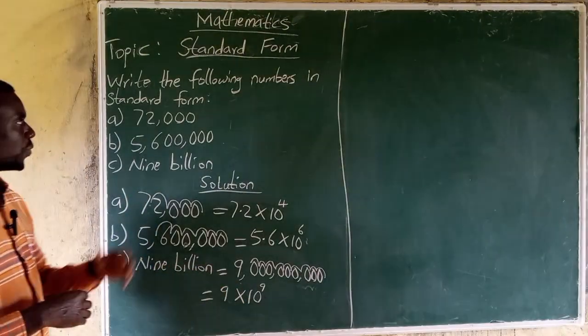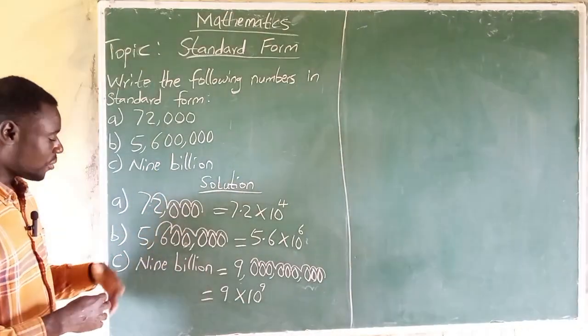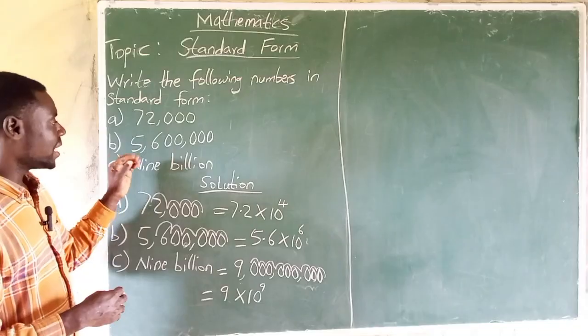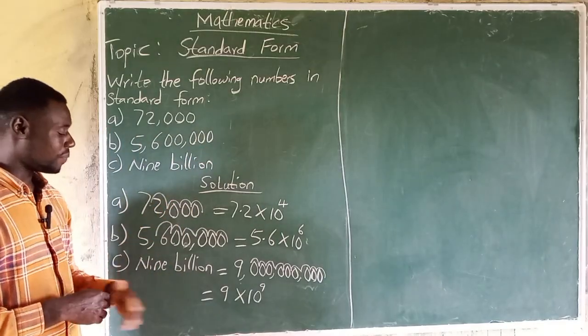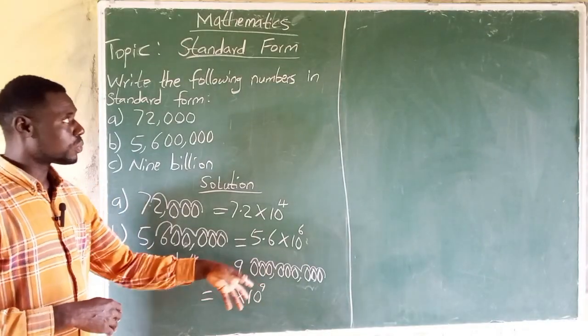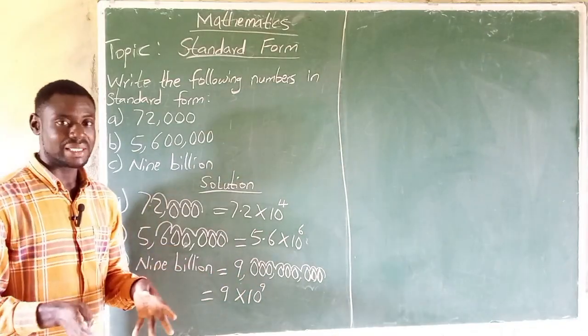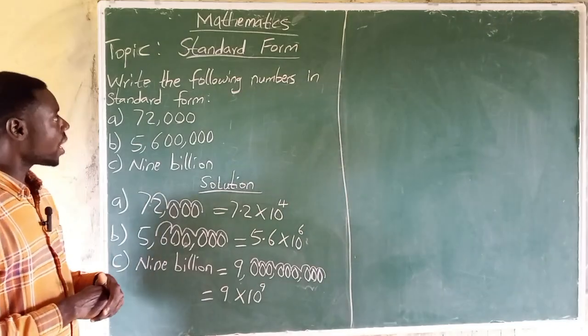So this is how you solve standard form. You replace a very big number, like these numbers, with standard form. This is the pattern. This will even help you in logarithm problems, whereby you find the mantissa and the characteristic of a given value. So this is where we end the video.